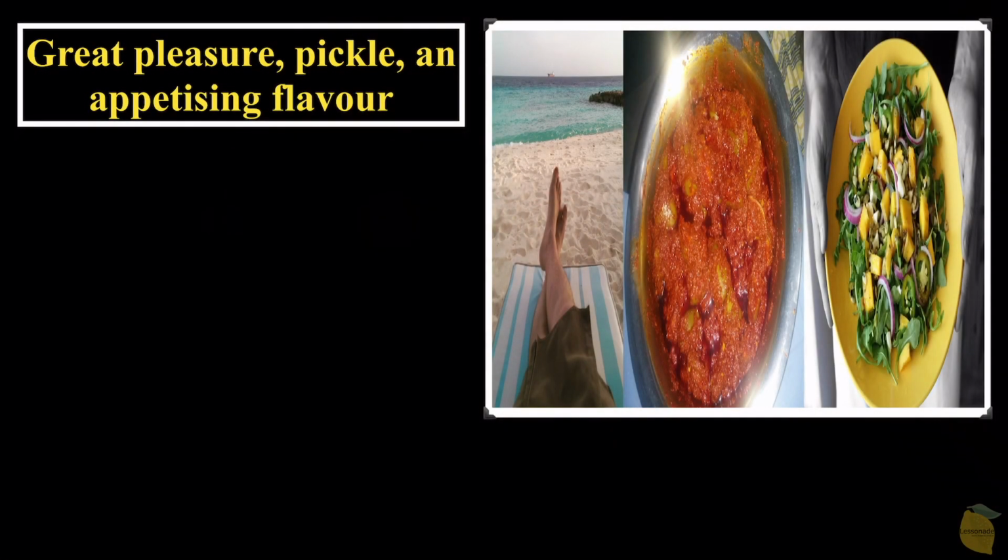The next one is great pleasure, pickle, and appetizing flavor. As you guys could see, for this word we have three definitions. Great pleasure is 1, pickle is 2, and appetizing flavor is 3. The picture on the left hand side, with the person sticking their leg out towards the beach, is obviously the great pleasure because they're obviously having fun at the beach. The one in the middle is obviously pickle, and the one on the right hand side is appetizing flavor because it's a food with appetizing flavor. This means the word must be relish.